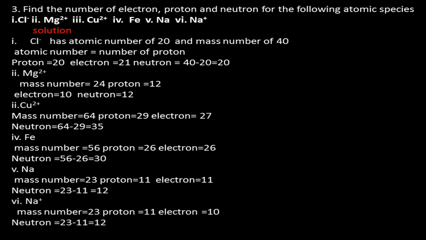For sodium ion, mass number of sodium is 23, proton number is 11, electron is 10. So this sodium ion is losing 1 electron. That is, out of the 11 supposed neutral electron, 1 is lost. So this will be 10. So the electron is equal to 10, while the neutron is mass number minus proton number, which is 23 minus 11, and this is equal to 12.